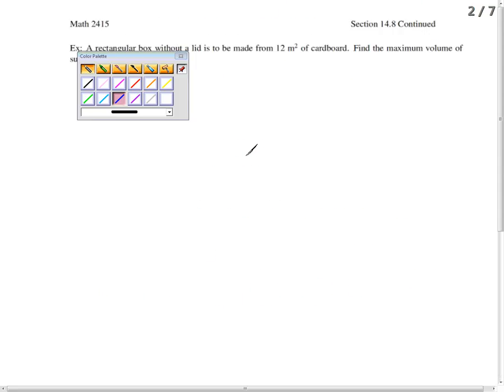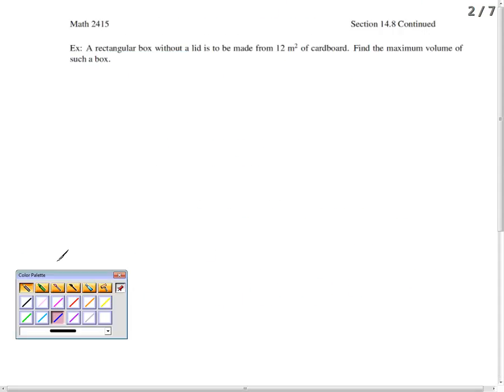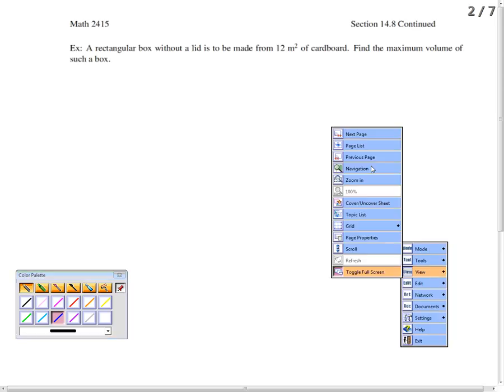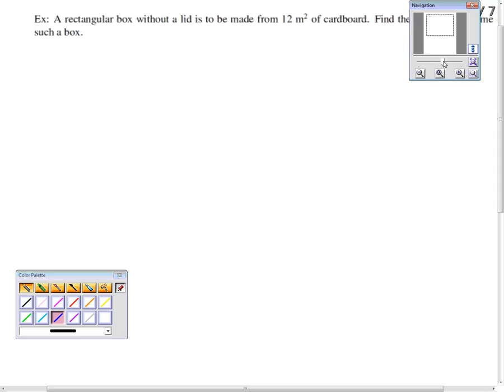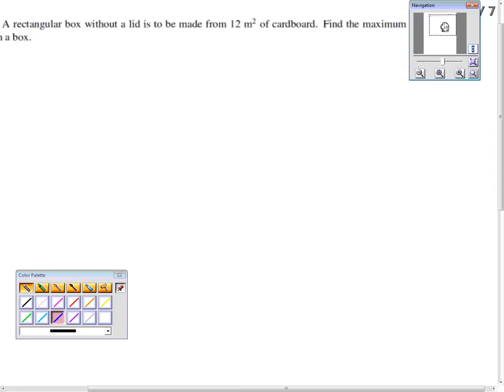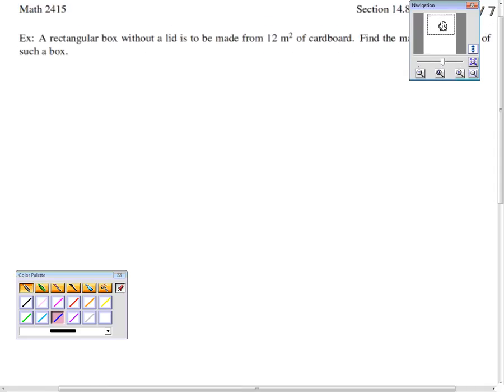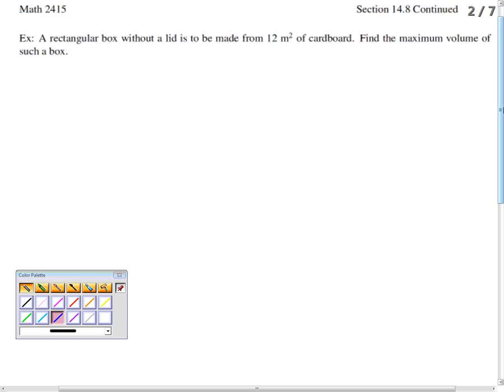This is the same problem I think we just did. I'm going to zoom in a little bit. You know the answer already? That's amazing. What was the answer anyway? 61? Oh. 4 meters squared.